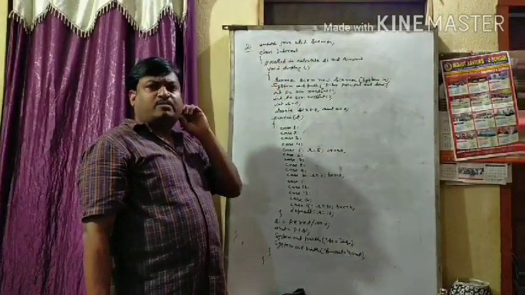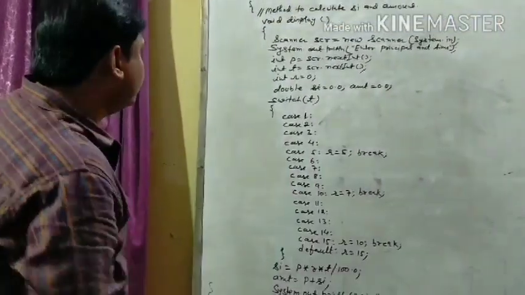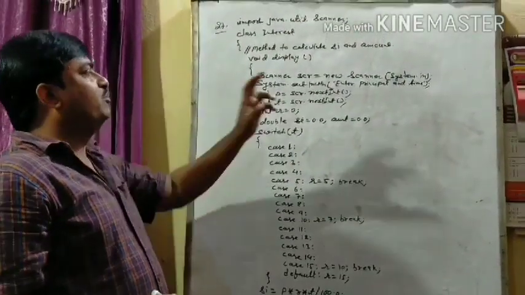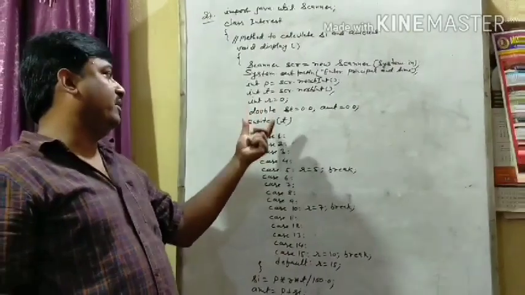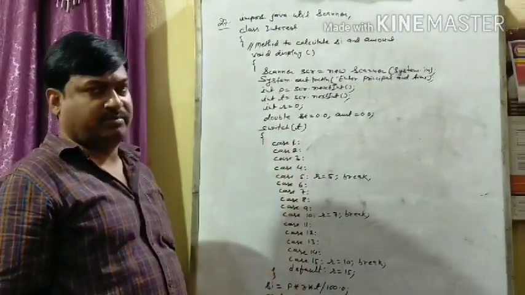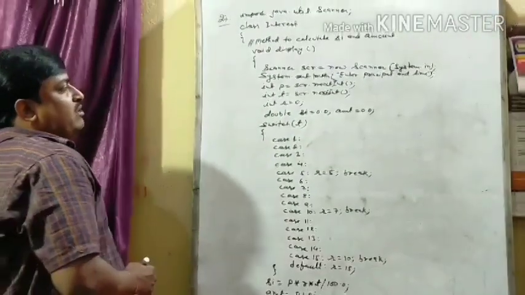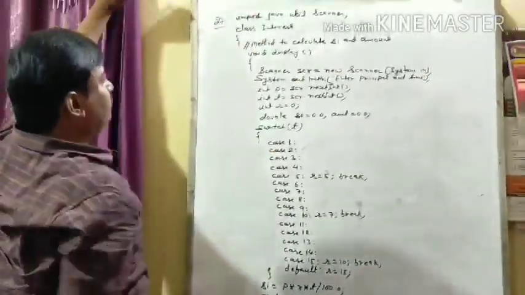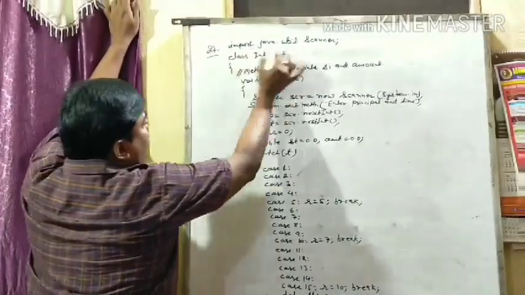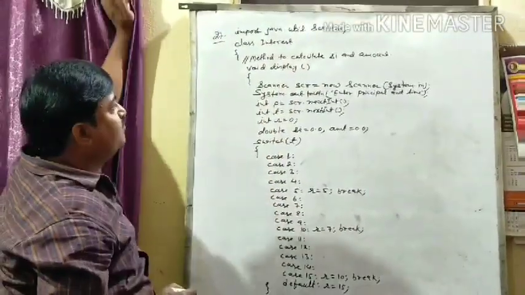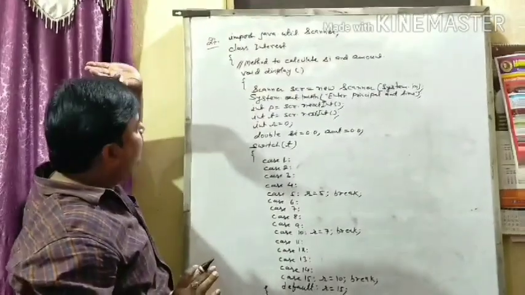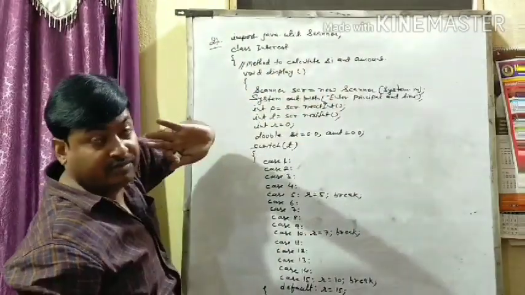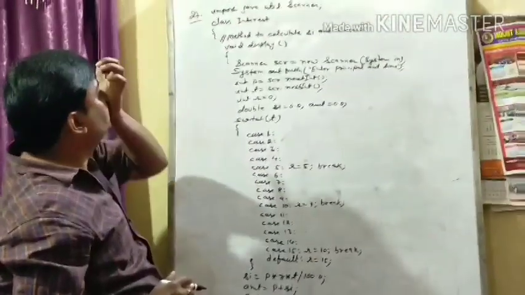To find simple interest, we need principal, rate and time. We have to input principal and time, and the rate we will find using a switch statement, depending upon the time. First of all, we will take the import statement: import java.util.Scanner. Class Interest, method to calculate SI and amount. We have to calculate simple interest and amount.